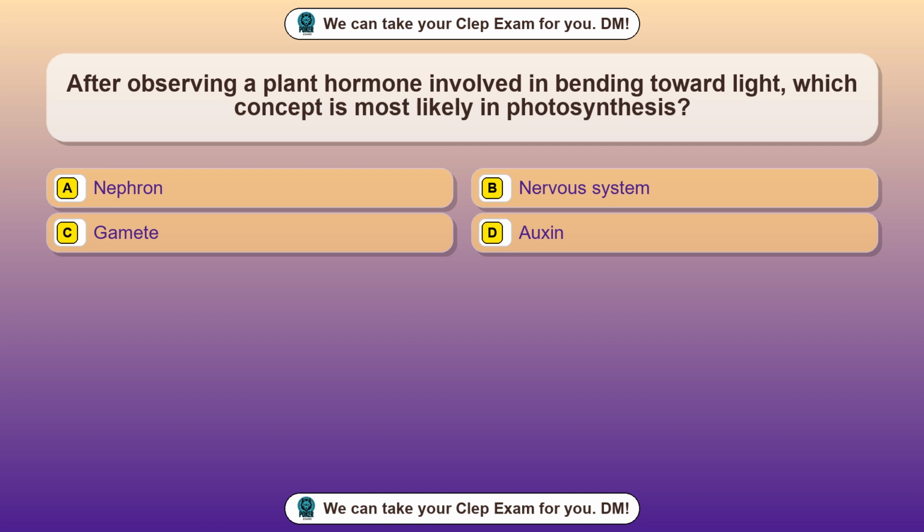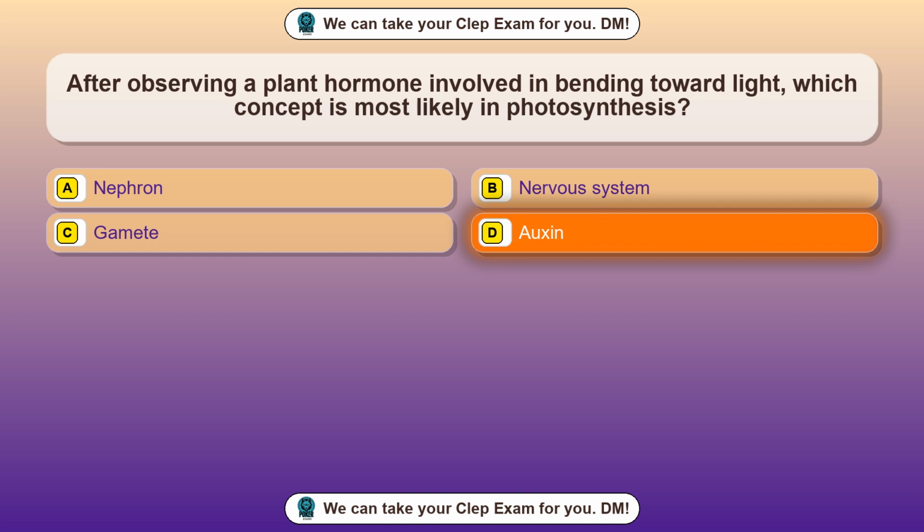Question 15. After observing a plant hormone involved in bending toward light, which concept is most likely in photosynthesis? Option A. Nephron. Option B. Nervous system. Option C. Gamete. Option D. Auxin. The correct answer is option D.